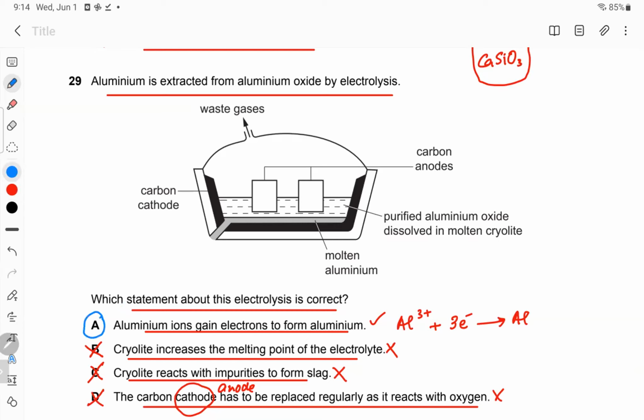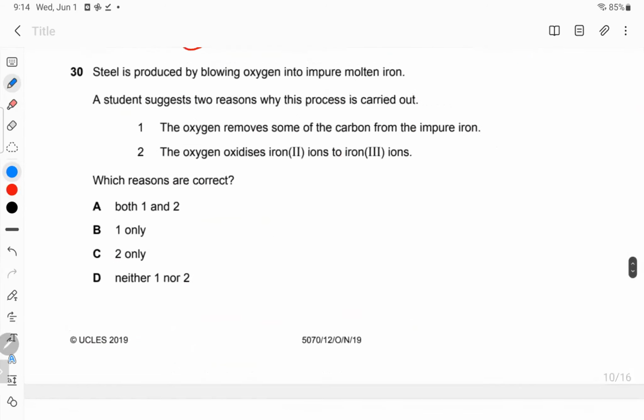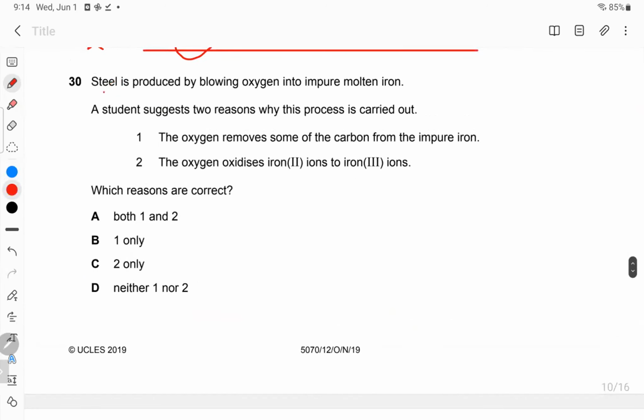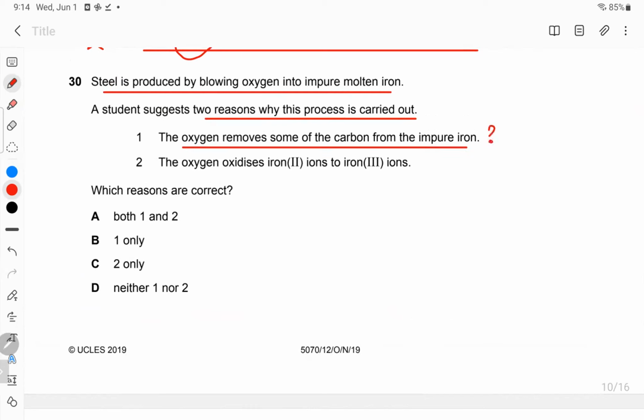Yes, Shafe, Wariza, Sara, and Rubaina, is this understandable? Yes, sir. Okay. Now question number 30. Steel is produced by blowing oxygen into impure molten iron. A student suggests 2 reasons why this process is carried out. The oxygen removes some of the carbon from the impure iron. Is this statement correct?